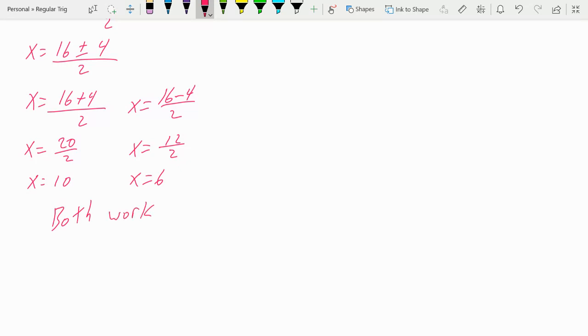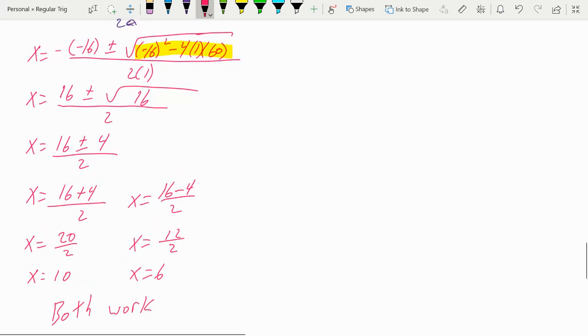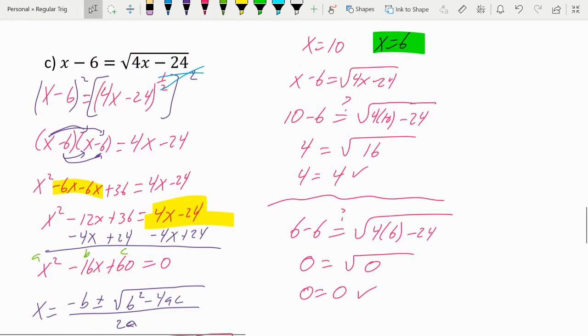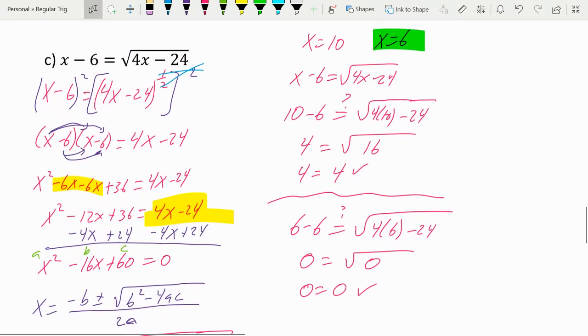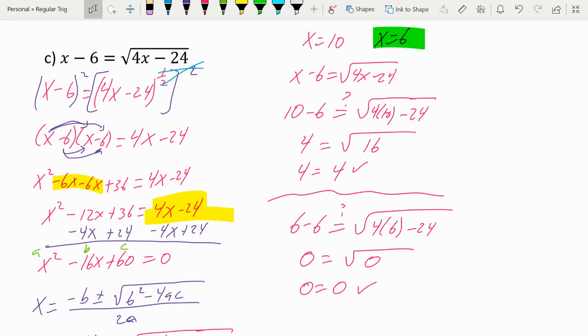Sometimes both will work. Sometimes one will be extraneous. And then there's sometimes where both might be extraneous. Okay. So you have to check them. Again, this work over here, that work right there, make sure you show just really quickly. You don't have to show as many steps as I did, but just please make sure you show really quickly that yes, you did try it. Because to be honest, it's just calculator work. But please make sure that you show that you did try it.